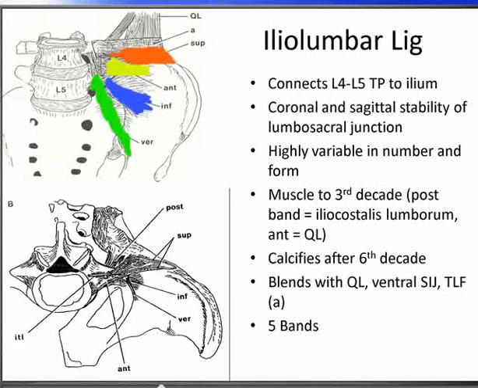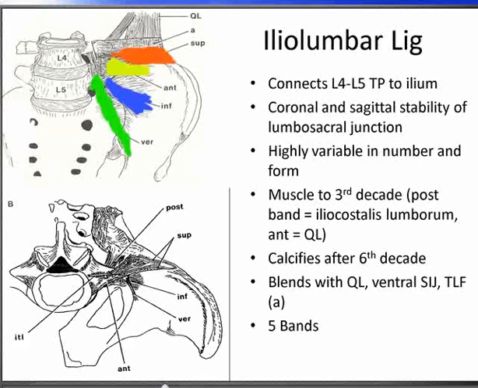Particularly the posterior band is said to be part of the iliocostalis lumborum muscle, and the anterior band is said to be part of the quadratus lumborum muscle. So over time, after the 3rd decade, it's said to become more of a ligamentous type of structure in nature, and then after the 6th decade, it actually tends to calcify.